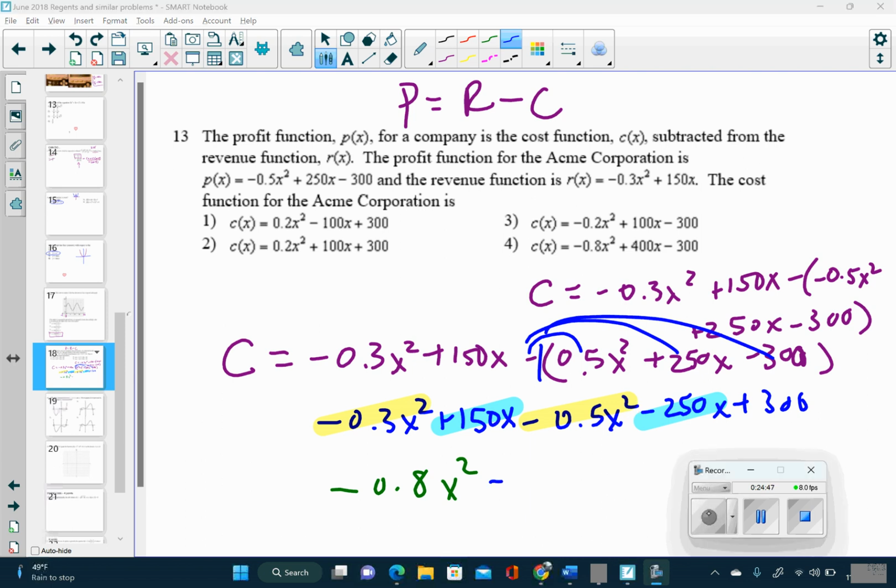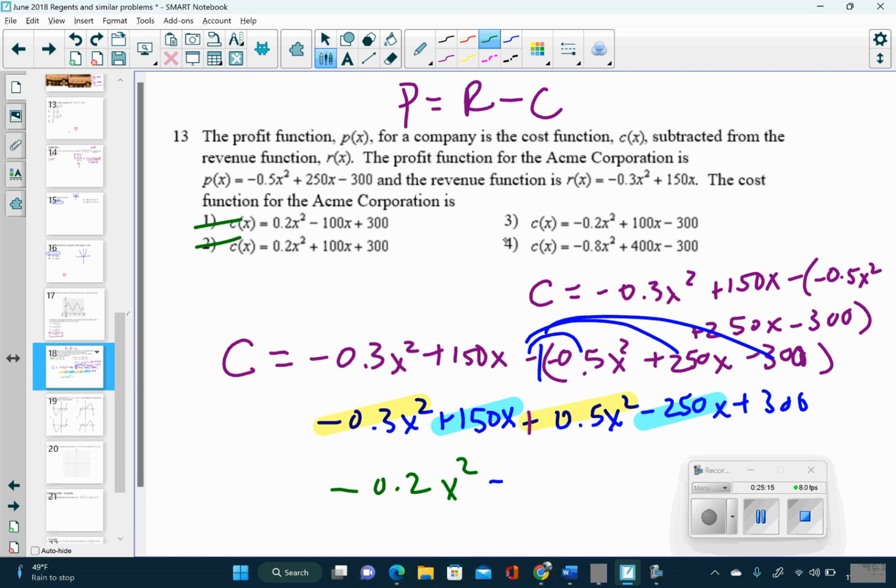I paused it because I just realized something. I realized that over here there's a negative sign. I didn't put the negative sign here. So negative times negative becomes a positive. So that's going to change this answer. Let me go back to green. So this is negative 0.3 plus 0.5. I can do this in my calculator. If I add them, I get 0.2x squared. So that's a negative 0.2x squared.